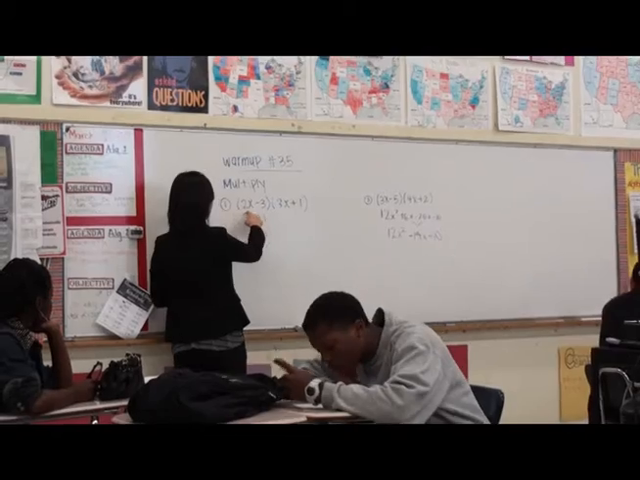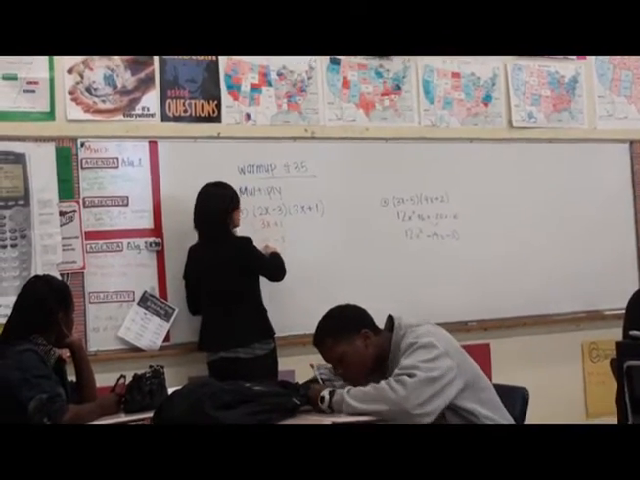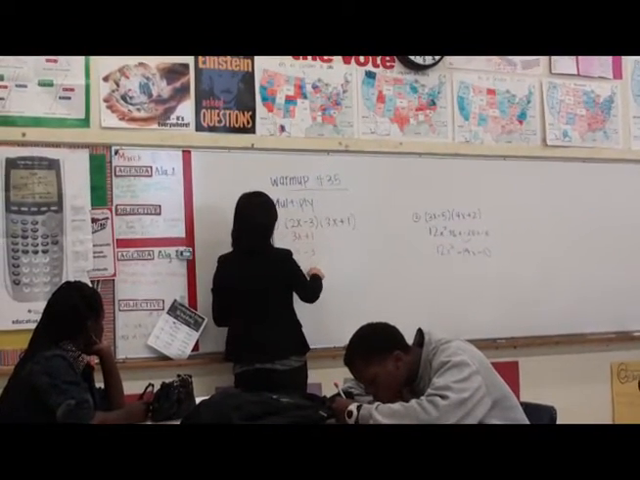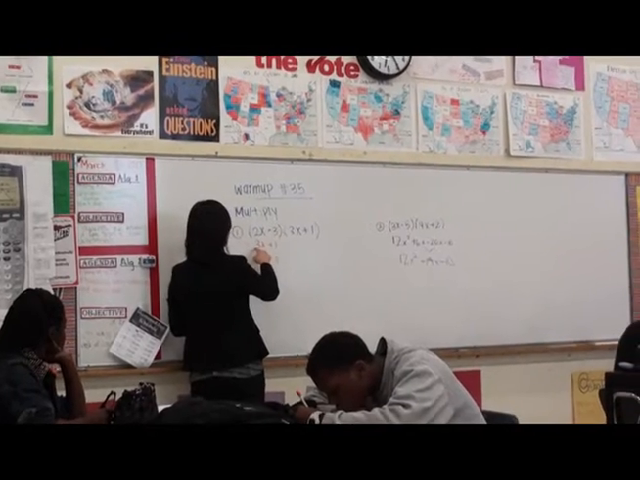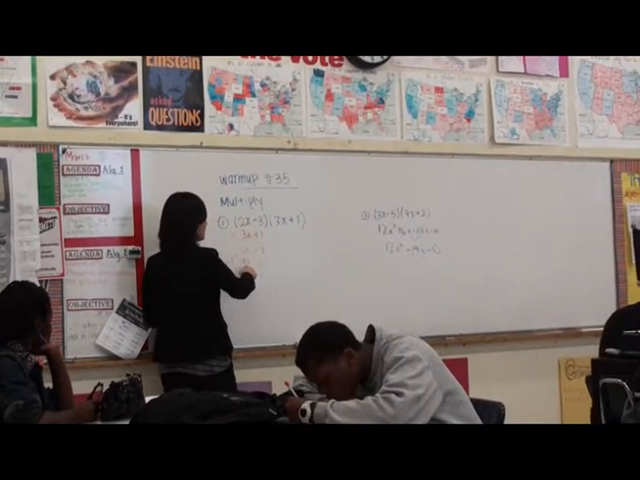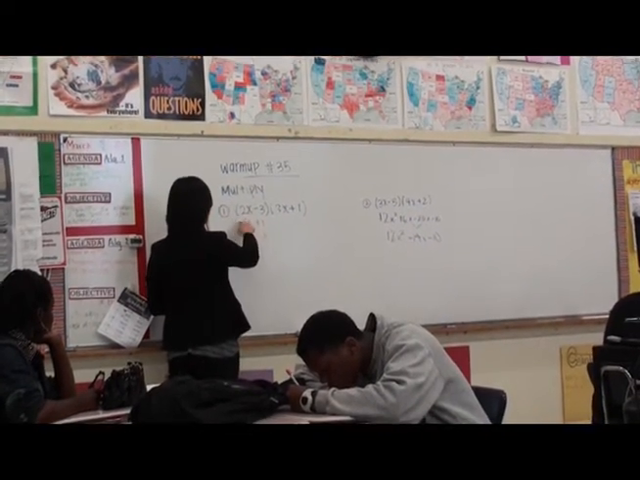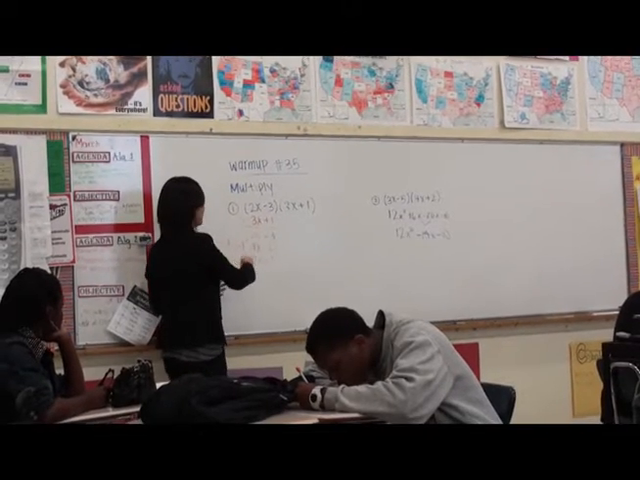Multiply 1 times 2x, and you get 2x. Then you have a placeholder here, so then you get 3x times negative 3, which is negative 9, and then 3x times 2x, which is 6x squared, and then you just add down.